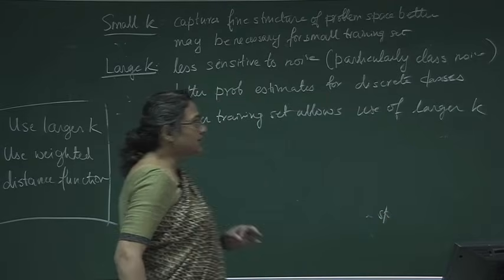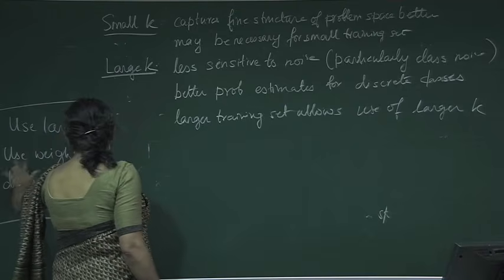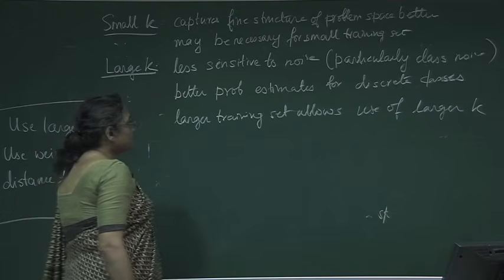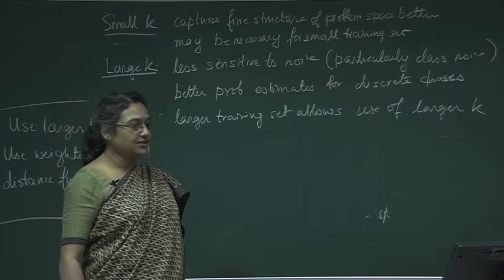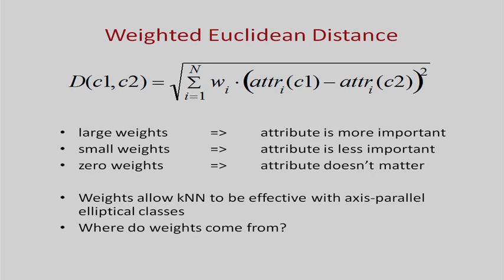Now, we come to the second question. The first issue was using different values of k. The second issue was to use a weighted distance function. Now, we will see how we can use a weighted distance function.